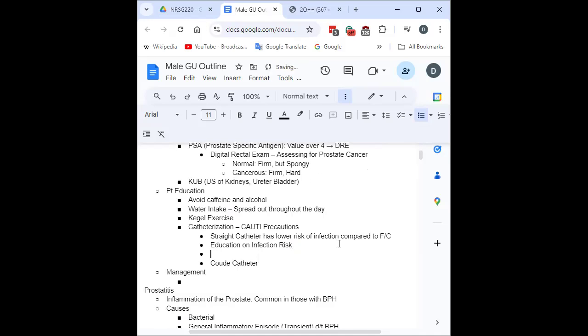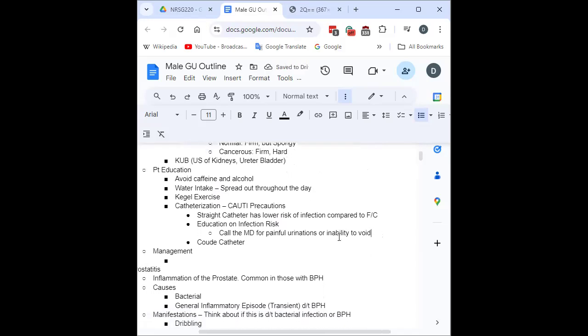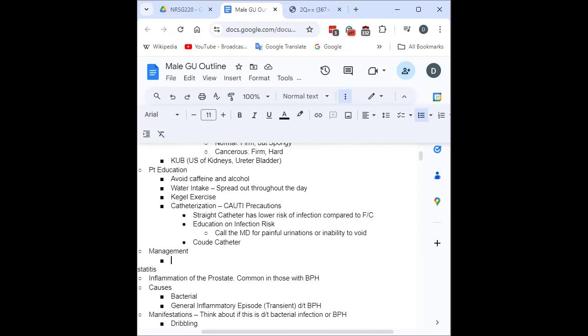Yeah, so there are some things like call the doctor, call the MD, for painful urination. If they cannot pee or their peeing hurts, that's something worth calling the doctor for. What about some management? We can go pharmacological versus non-pharmacological, whatever you guys want on that. Yeah, so your alpha blockers.